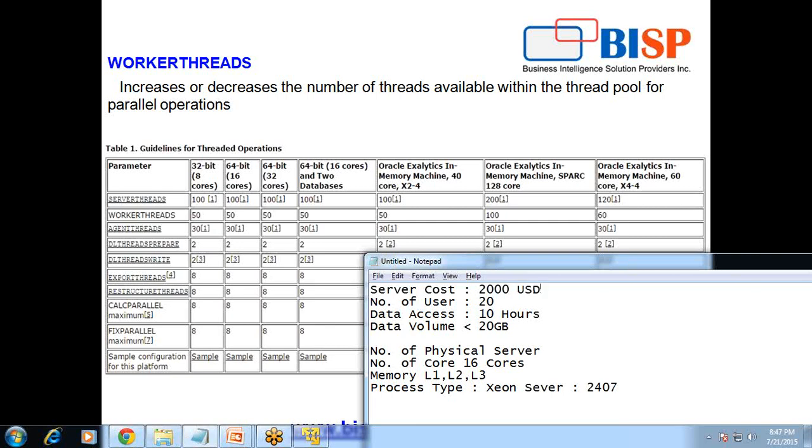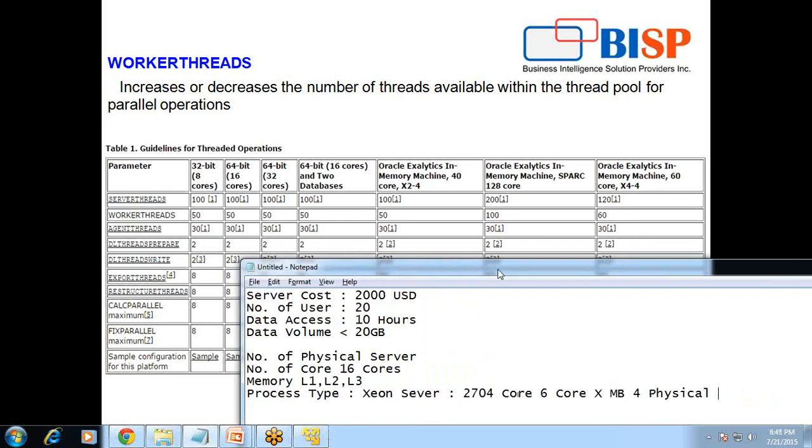It's pretty low because their data volume is really low. So I suggested them a Xeon server 2704, or 247, I don't remember exactly, but it was 6 core, right? But the motherboard could support 4 physical servers. So I gave them an opportunity.